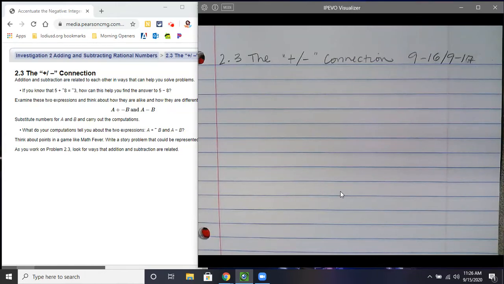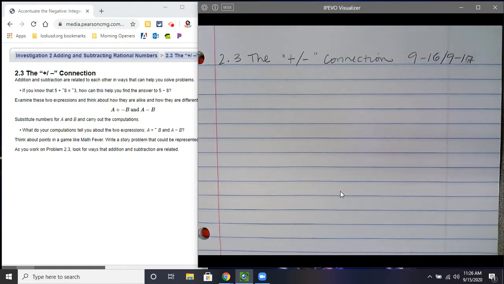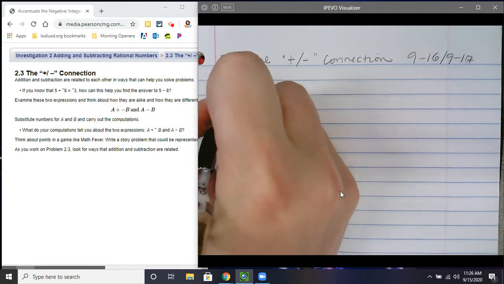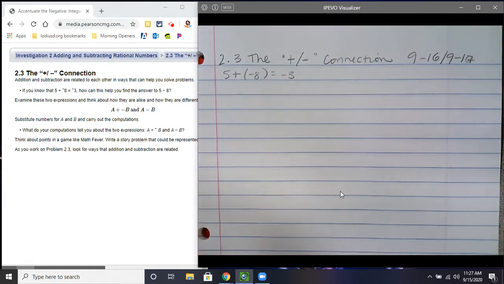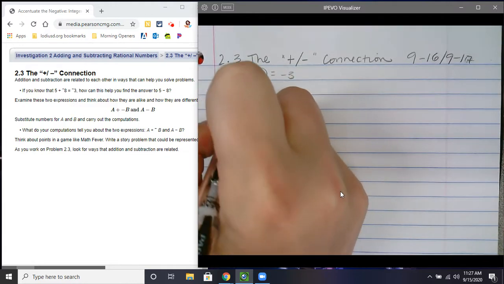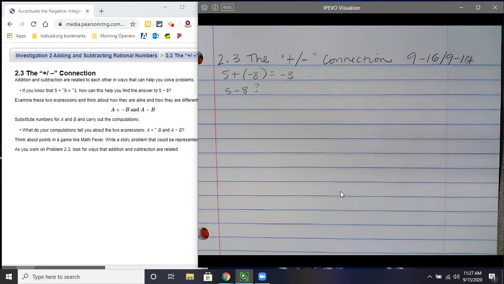All right, we are moving into 2.3, which is called the positive-negative connection. It says addition and subtraction are related to each other in ways that can help you solve problems. If you know that 5 plus -8 is -3, how can this help you find the answer to 5 minus 8? Examine these two expressions and think about how they are alike and how they are different.